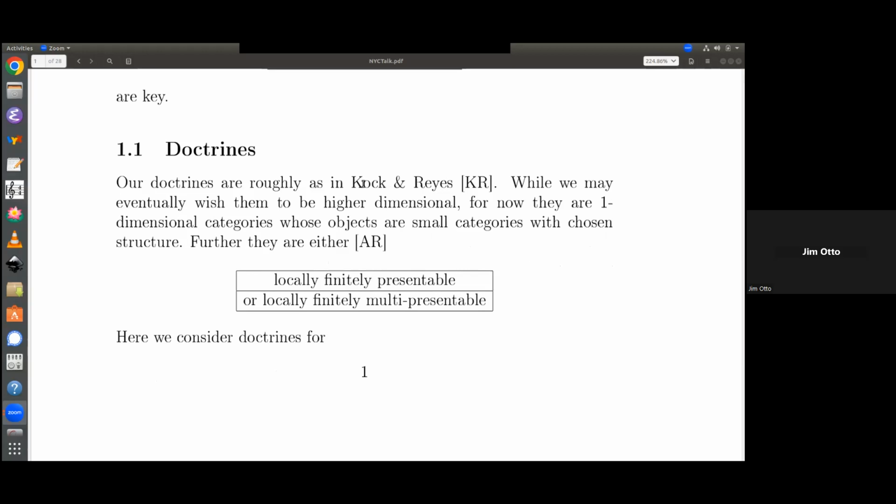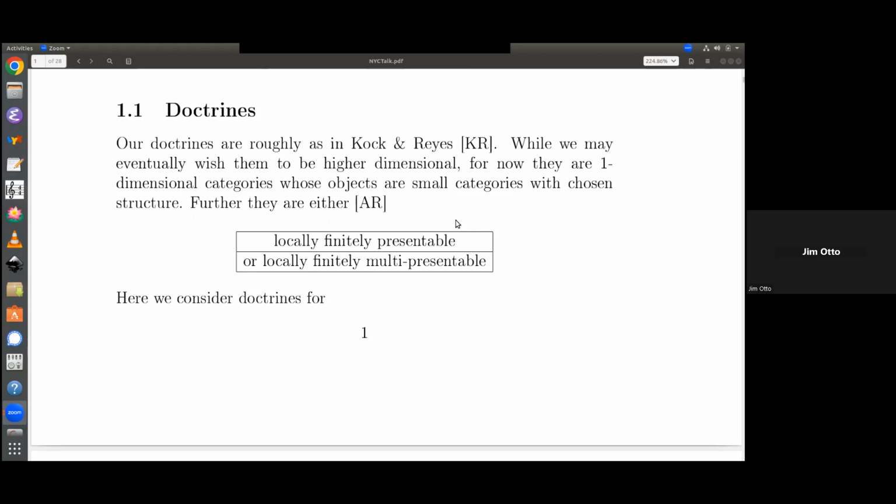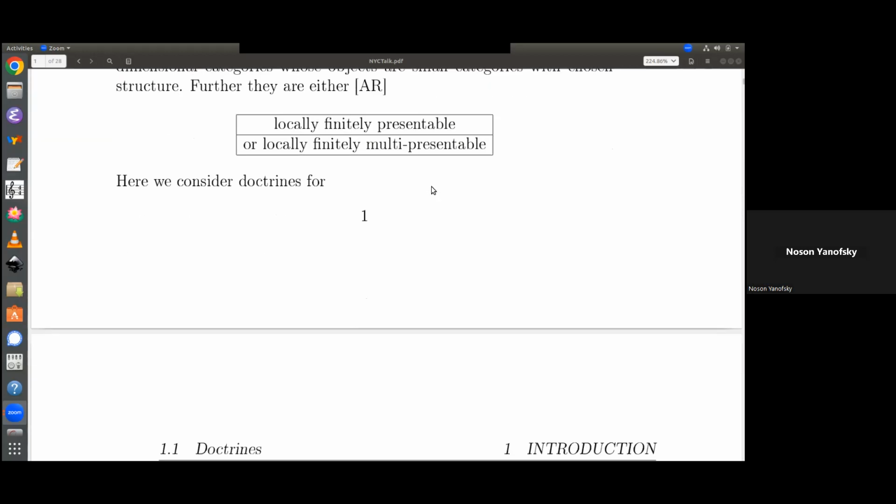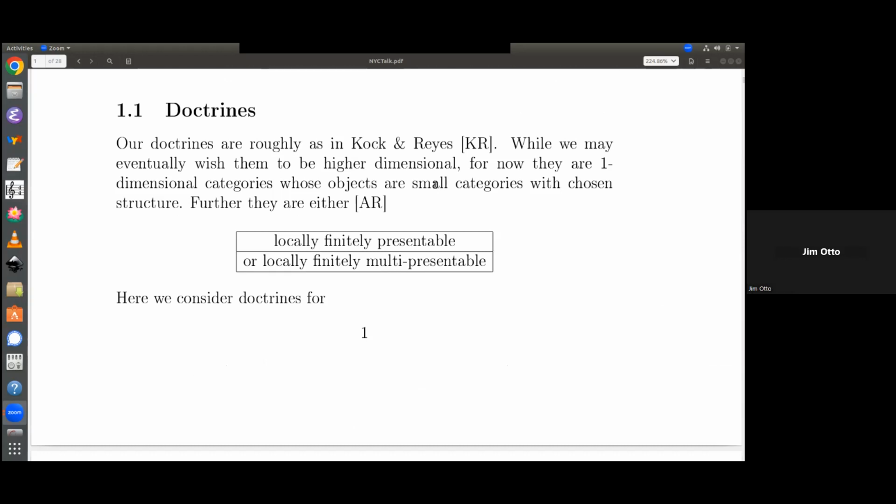And there's some sort of unaesthetic aspects of the way I do doctrines, in that you might want them to be higher dimensional so that you can somehow not get around choosing structure. But mine are one-dimensional categories whose objects are small categories, and the structure is chosen. And even though it's not aesthetic to choose the structure, the advantage is that they end up being either locally finitely presentable categories or locally finitely multi-presentable categories. So they're a collection of categories with a particular structure. A Coste-Reyes example would be the doctrine of finite product categories, or the doctrine of finite limit categories, or the doctrine of toposes.